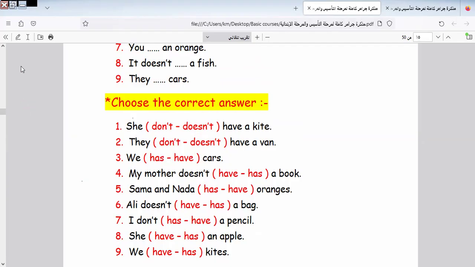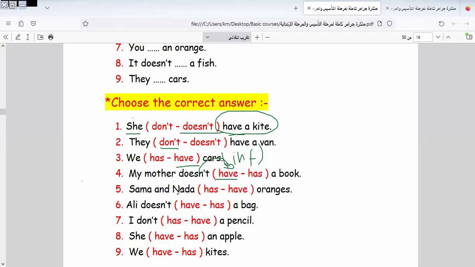Okay. Here we have she, here is have, a kite. As we know, when we use doesn't, the verb is infinitive. Are clever pupils. They, here what we use? Don't. Why don't? Because they is plural. We have cars. My mother doesn't. It will be has or have? Have. Why have? Because as we told you, doesn't must be followed by the infinitive form, and the infinitive of have will be have. Okay, let's go to another one.